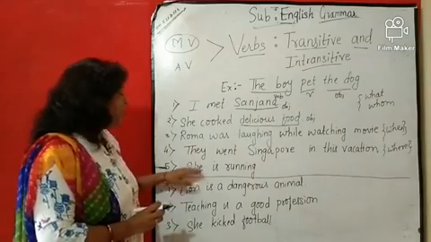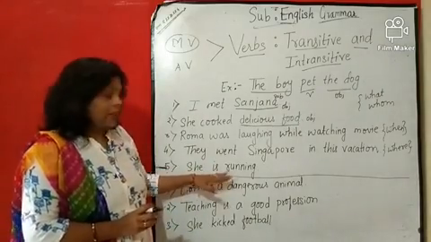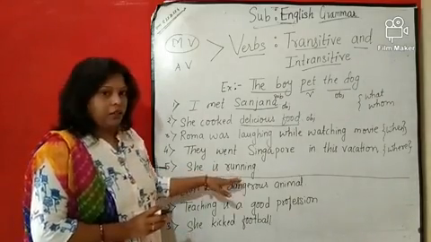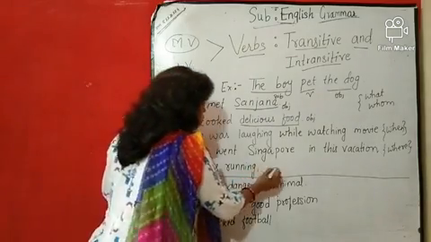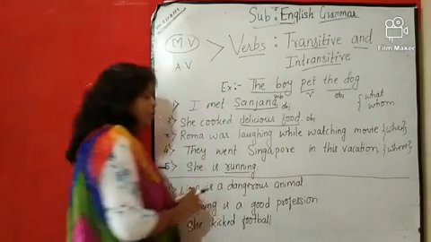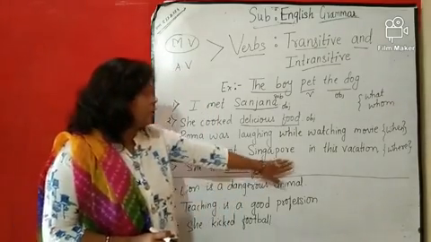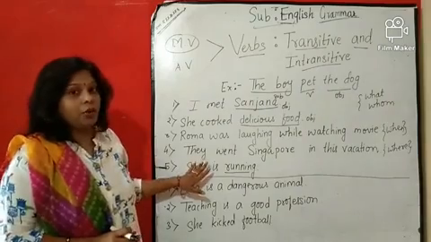Now the next one. She is running. Now it's a complete sentence. She is running. So there is no object. This is the verb, our main verb. There is no other object, so there is no question arising over here.